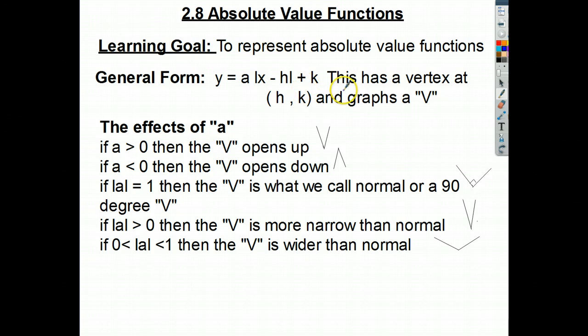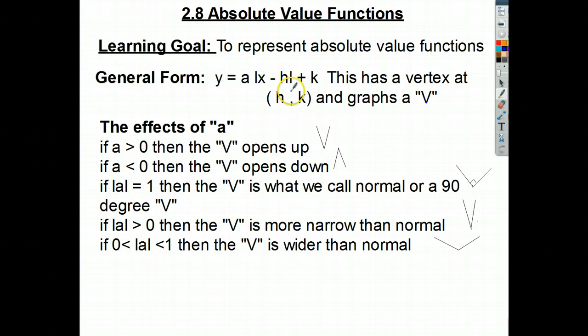Now, the graphs of absolute values are v's, and the point of the v, we call that the vertex. So this general one has a vertex at (h, k). And these are the coordinates of the point. The x coordinate is h and the y coordinate is k.